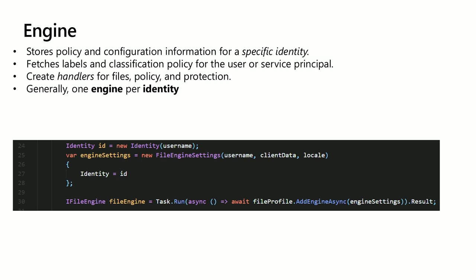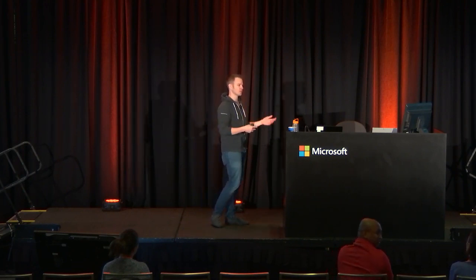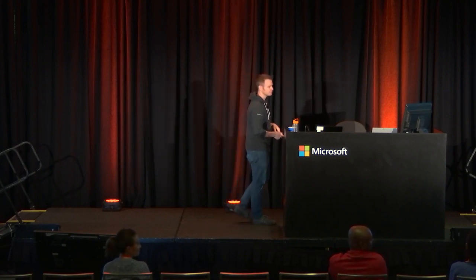So then again, just like adding the profile, I add an engine, say file profile, because I add engines to the profile, add engine async, and then it loads and I get an engine for that user. This is the point where you'll see authentication happen. As you're using the SDK, you won't see any authentication happen until you load the engine for the user. That's when you'll get the ADAL prompt, or that's where you'll see your auth delegate fire.